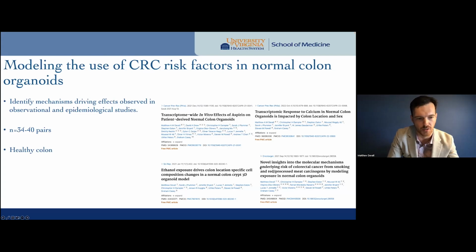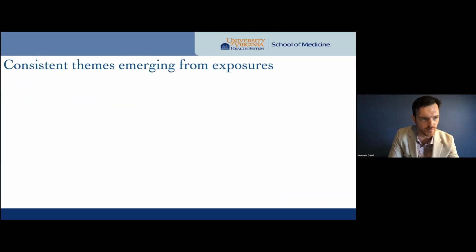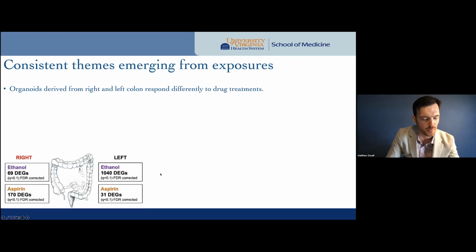Very briefly, I'm just going to talk to you about some of the consistent themes that we've identified before going into more detail on the carcinogen exposure. One of the really exciting things that we've identified in these studies is that organoids derived from the right and left colon respond very differently to drug treatments. We've taken organoids in these large-scale studies and exposed them to alcohol, for example, and to aspirin, and we found that organoids from the left colon have a much larger number of differentially expressed genes associated with that response than organoids from the right colon, while the inverse is true for aspirin treatment.